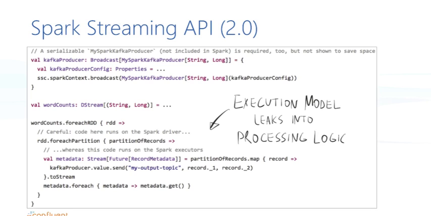The point here is that what we see here is that the execution model of Spark leaks into the processing logic. What does that mean? It means as a user, you must understand which part of your code runs here on the Spark driver machine versus the Spark executors in the Spark Kafka cluster. And frankly, this is not something that you even want to care about. The analogy would be you want to start your car by turning the key, but you must first assemble the engine yourself.